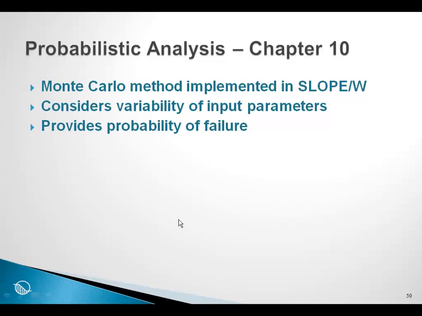Another approach to stability is to look at it from a probabilistic point of view. In SLOPE/W, we have implemented the Monte Carlo method, and we can consider the variability of input parameters, and in the end we can look at the probability of failure.